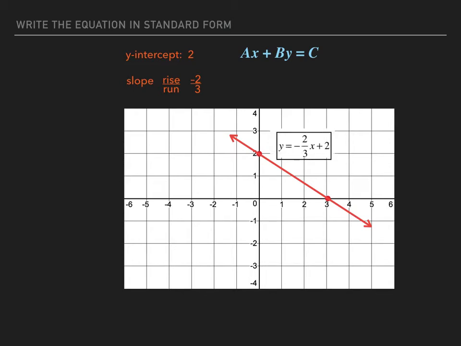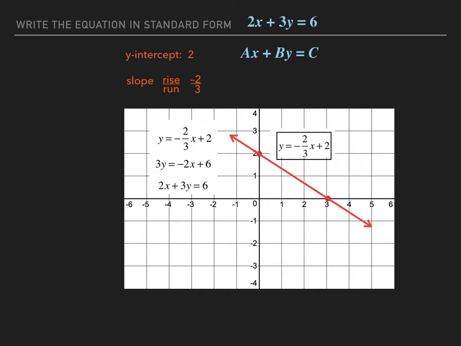So in slope-intercept form, we have -2/3 x plus 2. And what we can do is manipulate this equation using algebraic techniques to write it in standard form. So let's first multiply every term in this equation by 3. That will get rid of the denominator in the fraction there. So it'll be 3y equals -2x plus 6. Now add 2x to both sides, and here's our standard form equation. 2x plus 3y equals 6.